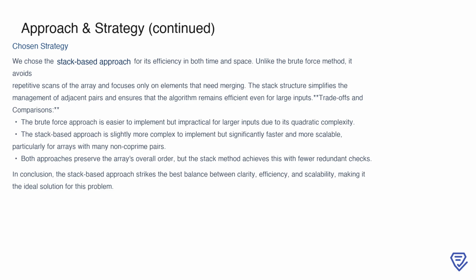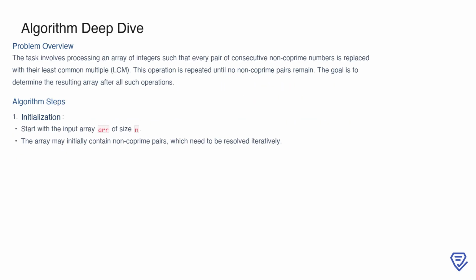In this problem, we are tasked with processing an array to ensure that no consecutive numbers are non-Coprime. Two numbers are non-Coprime if their greatest common divisor, or GCD, is greater than 1. The solution involves repeatedly merging such pairs into their least common multiple, or LCM, until all pairs in the array are Coprime. To begin, we initialize the algorithm by defining the input array, which may already contain non-Coprime pairs. These pairs need to be resolved iteratively, step by step, to transform the array into its final stabilized form, where no further replacements are necessary.